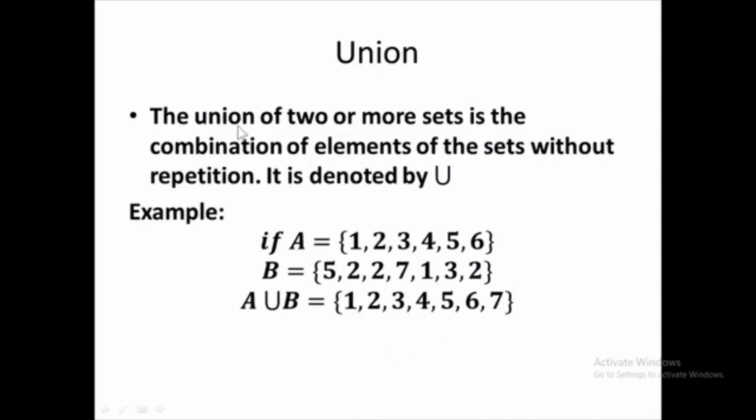We also have another term in sets which we call union. Union is the combination of two or more sets. When you're combining the elements of two or more sets together, that means you are finding their union. And we denote that by the elongated U. That is the symbol for union. If I have set A having 1 to 6, and set B having elements 5, 2, 7, 1, 3, 2, and I'm to find A union B, that means I'm to combine the elements of set A and set B without repetition. You can see you're having 2 here, 2 here, and 2 here again. So you don't need to repeat 2, just write 2 once. So you combine the elements of A and B together without repetition. That means you have 1, 2, 3, 4, 5, 6, 7 as A union B.